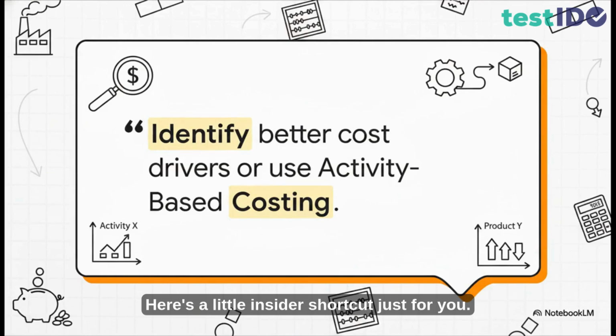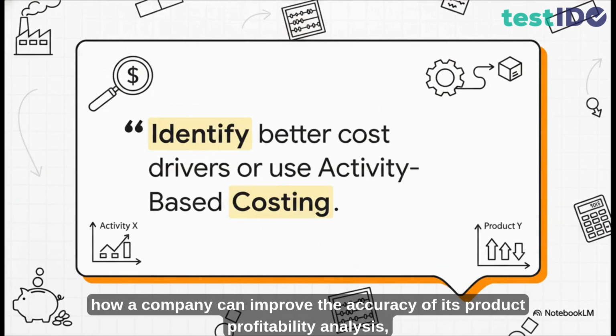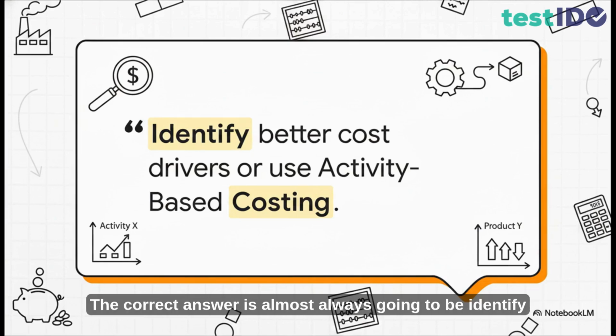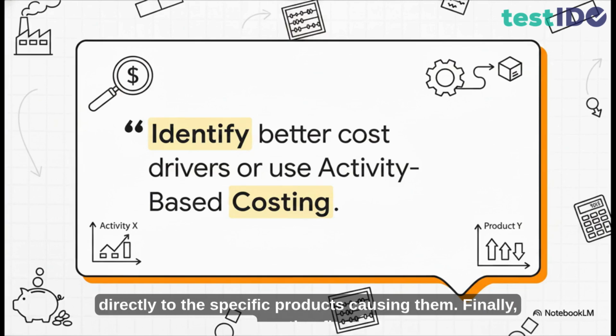Here's a little insider shortcut just for you. If you get a multiple choice question on the exam asking how a company can improve the accuracy of its product profitability analysis, immediately scan those answers. The correct answer is almost always going to be identify better cost drivers or use activity-based costing. To truly uncover those hidden profit suckers, you have to trace the cost of the activities, like those engineering changes or custom setups, directly to the specific products causing them.